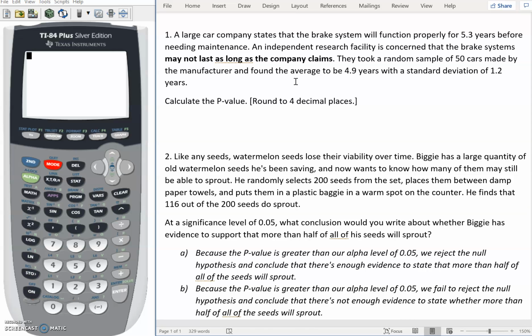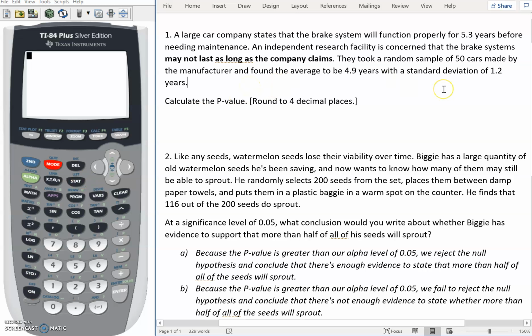If we don't know whether it's going to be longer than 5.3 or shorter than 5.3, or suspect that, then it's two-sided, right? We just say it's not equal to. But here, if we think it's not going to last as long, that means we think it's shorter than 5.3. So let's keep that in mind when we run our test.